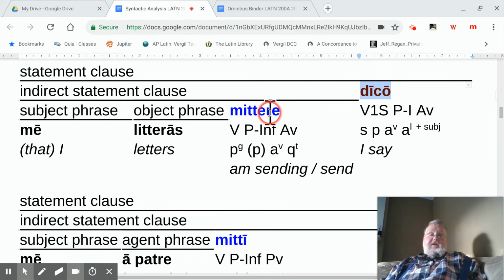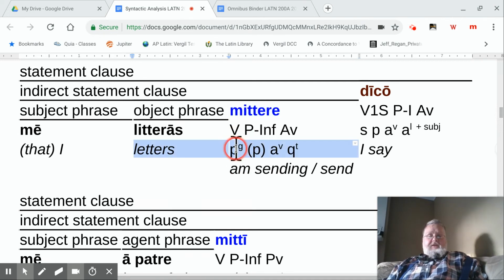You could have direct, or in this case, indirect statement. To send. I say that, me, the accusative becomes the subject phrase, that I am sending or send letters. Notice the infinitive in indirect statement clauses, present infinitive. Technically, it's a progressive aspect. Could be simple if you want it to. Where do you get the present from? From the head verb. Active, and then finally quotative mode. So I say that I send or am sending letters.